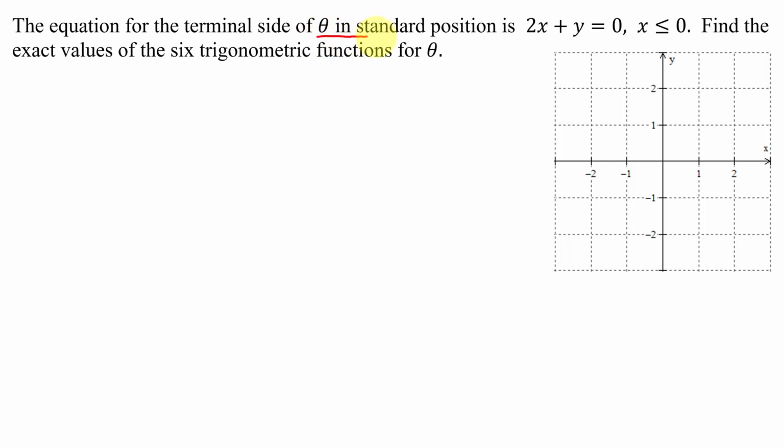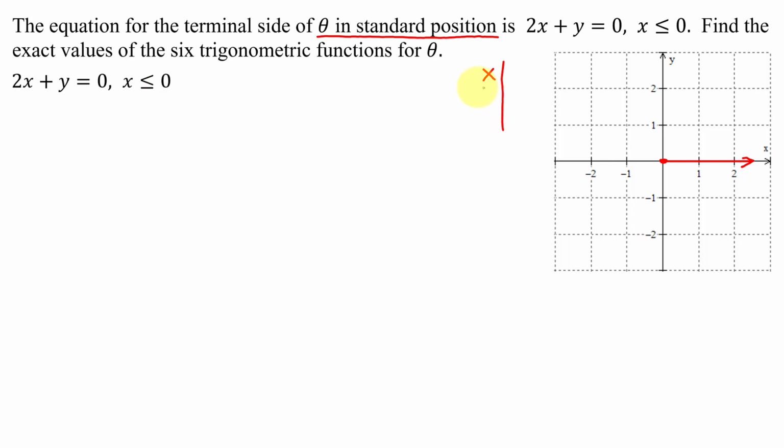So remember, an angle in standard position means the vertex is at the origin, the initial side is along the positive x-axis, and now I need to determine the location of the terminal side. It was stated the terminal side is given by the equation 2x plus y equals 0 when x is less than or equal to 0.